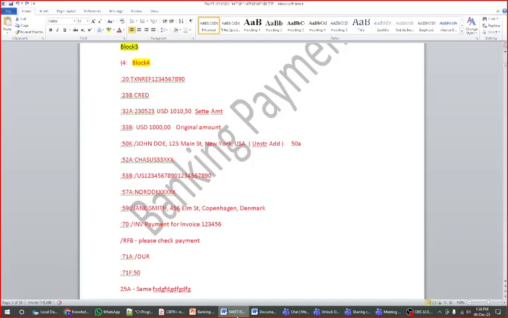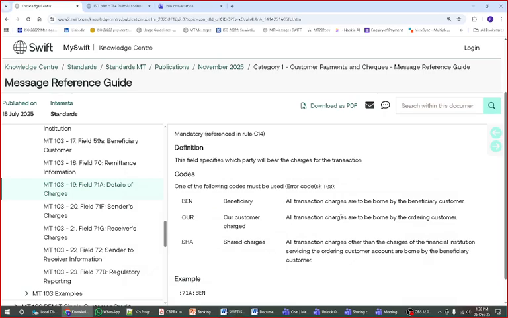One doubt here. Go ahead. In most of the MT103s, I have seen that it's written SHA, shared. Even though it is shared, for example, all the charges are taken from the beneficiary, then also it's written as SHA. Why is it like that? It should be shared from the beneficiary and from the receiver side also, right? Correct, SHA means share charges.